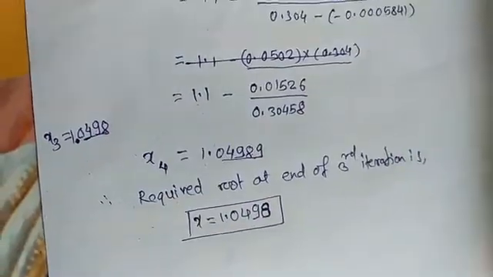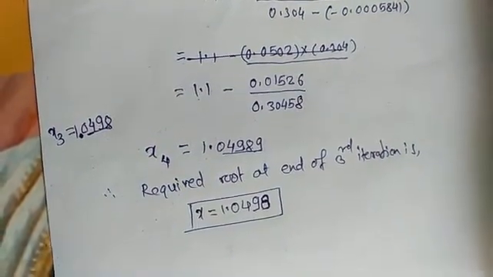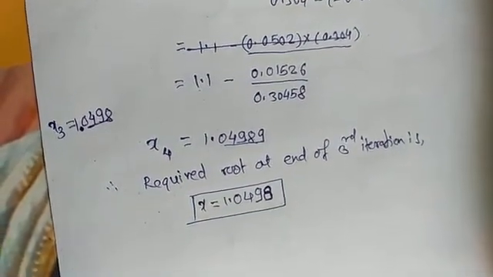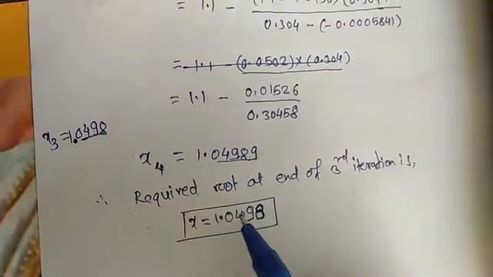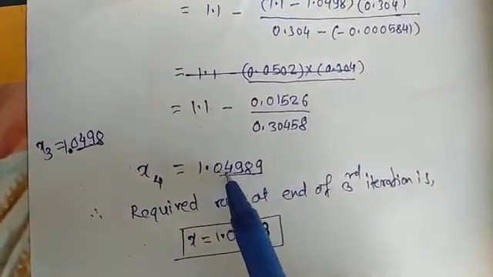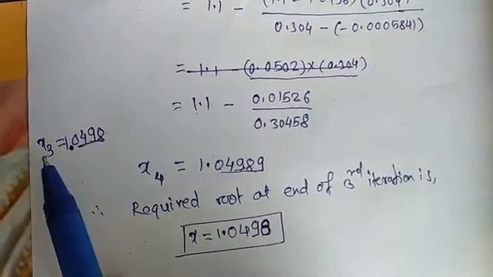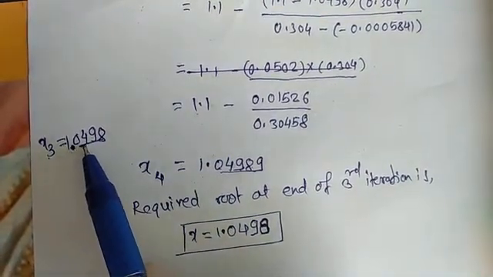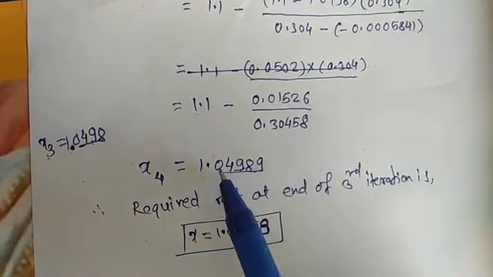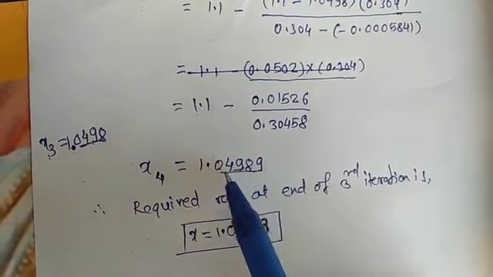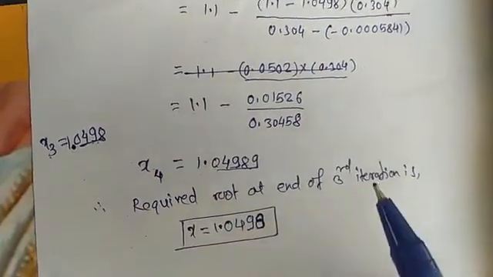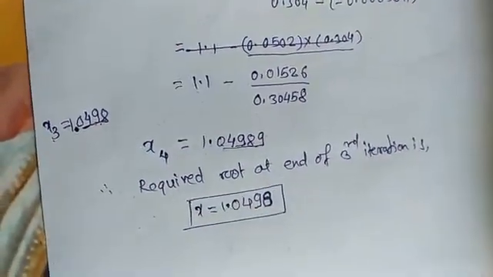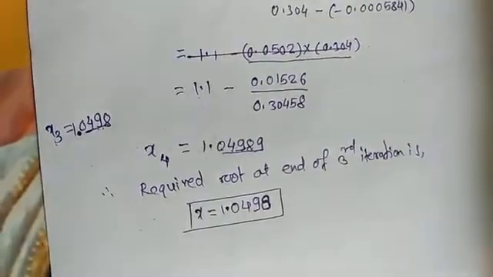Okay, which is our required root, because in the question it is given that the answer should be correct to 3 decimal places. That means after the point the roots will be the same up to 3 decimal places. So at x3 it is 1.049 and at x4 also it is 1.049. Up to 3 digits they are the same, or up to 4 digits. So which is our required solution.